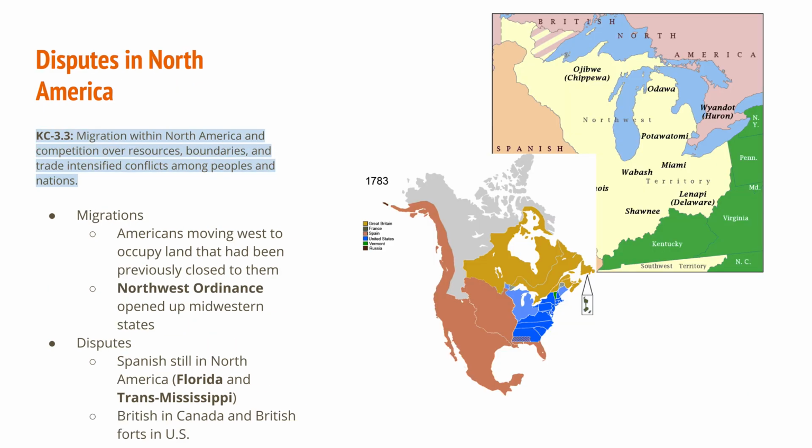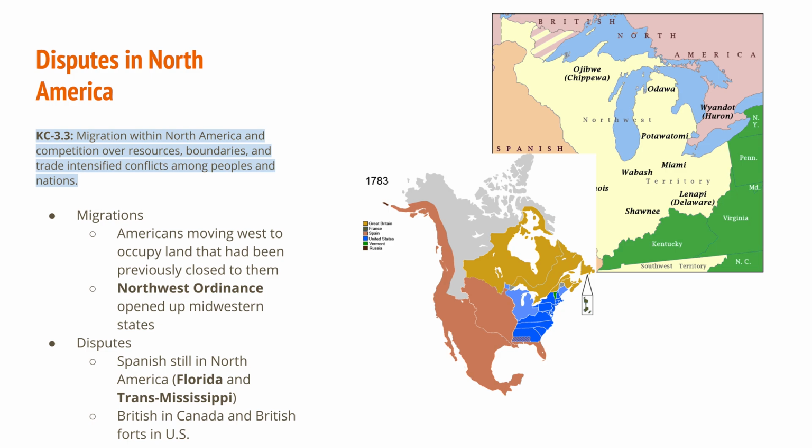Next key concept here says migration within North America and competition over resources, boundaries, and trade intensified conflicts among peoples and nations. So the migrations that happened after the American independence deals with people moving into the Trans-Appalachian Territory, into what we know now as the Midwest. So these Americans are moving west to occupy the land that had previously been denied to them by the British. Under the Articles of Confederation, they organized the Northwest Territory under the Northwest Ordinance.